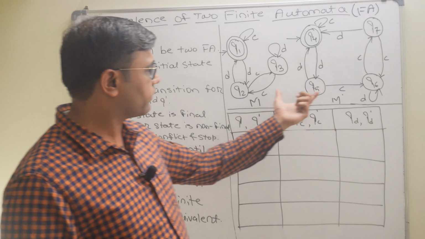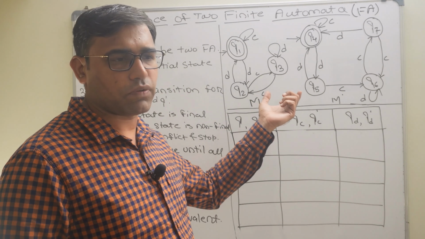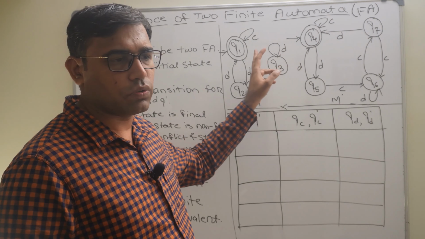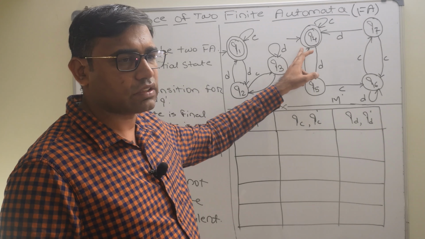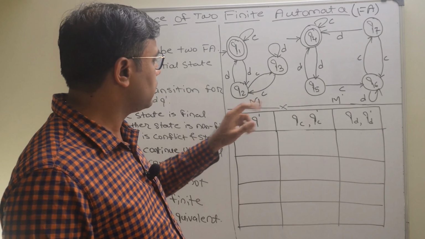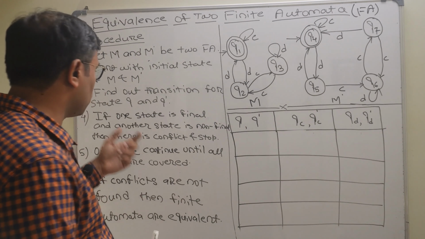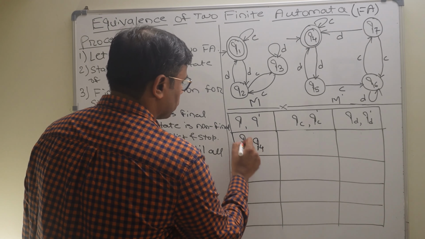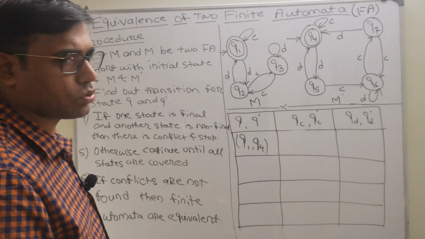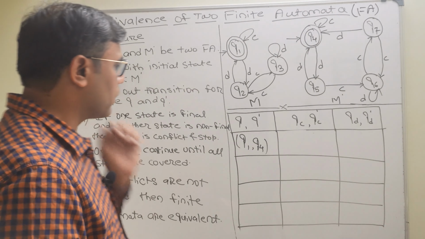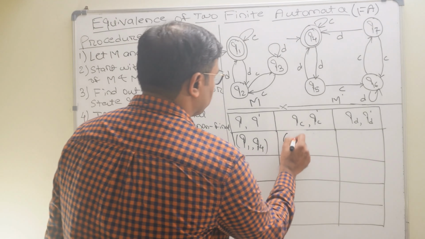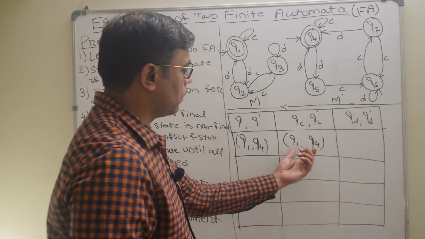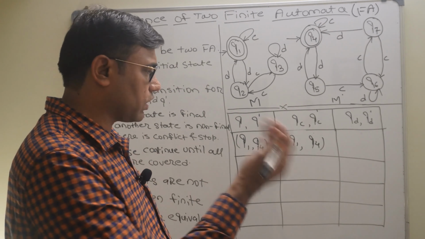Now let us see the example where we will find out whether two finite automata are equivalent or not. There are states q1 and q4. Q1 is the initial state, q4 is the final state. There are two input symbols, c and d. First of all we start with the initial states, so I start with q1 and then q4. Then we find the transition for c and d. What is q1c? Q1c is q1 and q4c is also q4. Both states are final, so there is no conflict, we can go ahead.